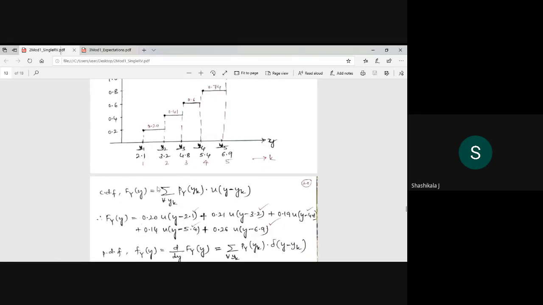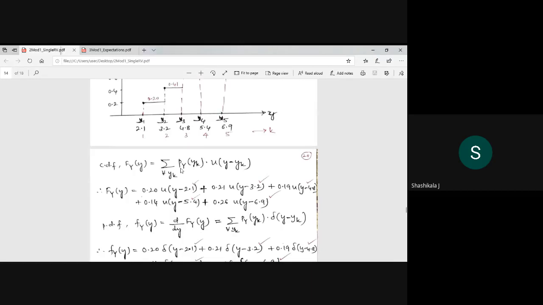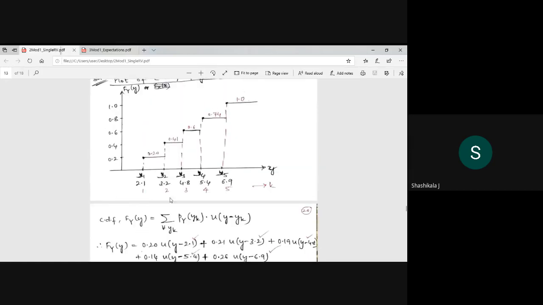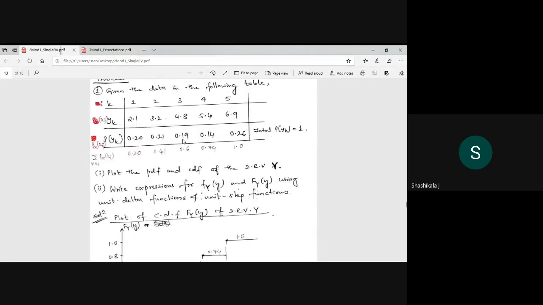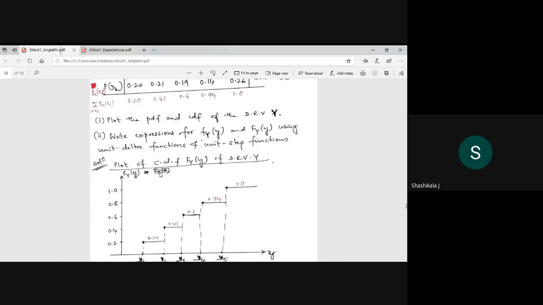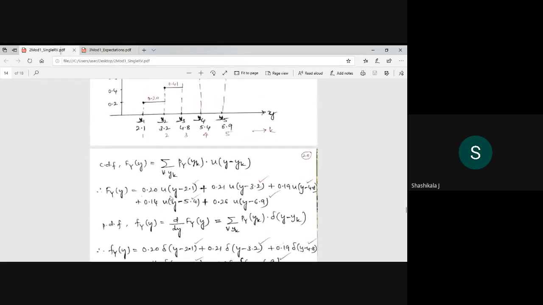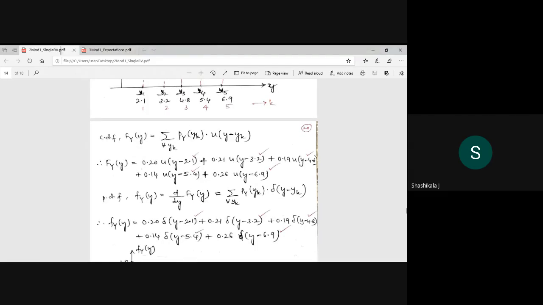Mathematically, the CDF of y is like a unit step function. So it is 0.2, and be careful while writing mathematically. We have to take only the probabilities. Don't take the cumulative heights; you take those when you are drawing the plot. So that is 0.20 into u of y minus 2.1, plus 0.21 into u of y minus 3.2, and similarly you have to write the rest. Okay, understood? Any doubt in this?